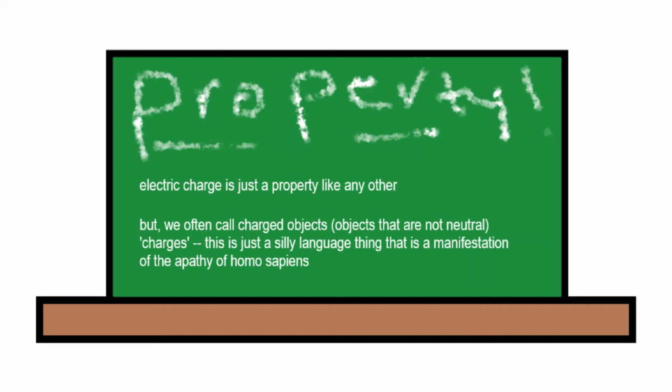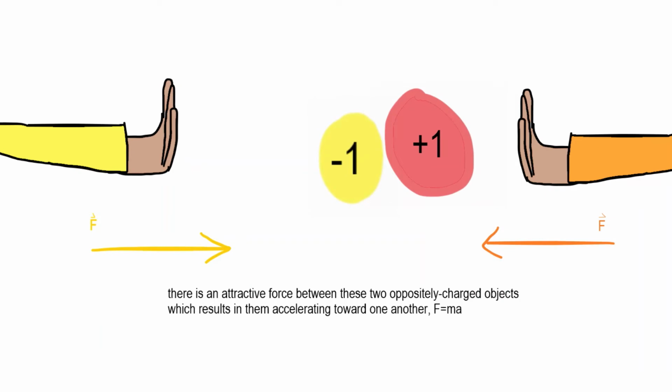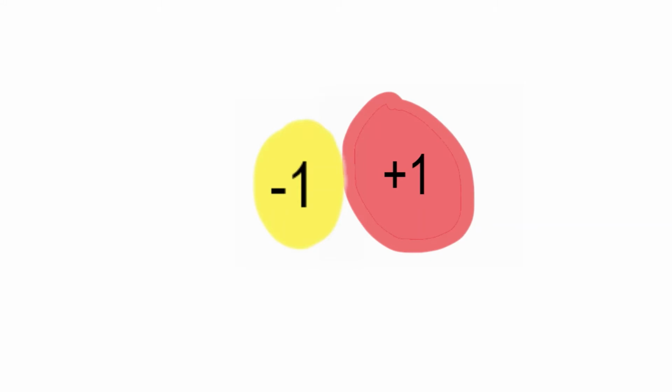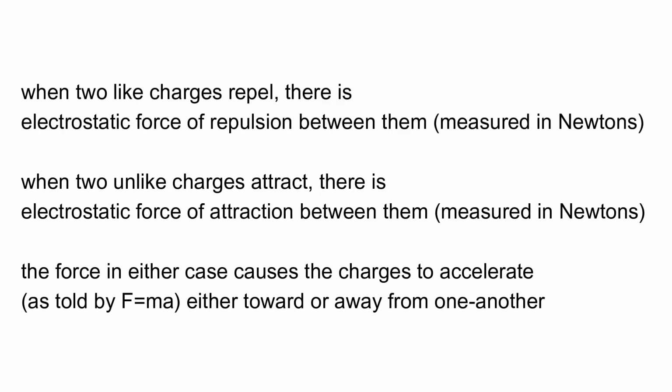Since like charges repel and opposite charges attract, we know that there will be a force at play when charges interact. If I place a positively charged object near a negatively charged object, they both will be pulling on one another, causing the attraction. And when I have two like charges, they will be pushing on one another, hence causing repulsion. The force in both cases will be measured in newtons, and that force will cause acceleration because F equals ma.